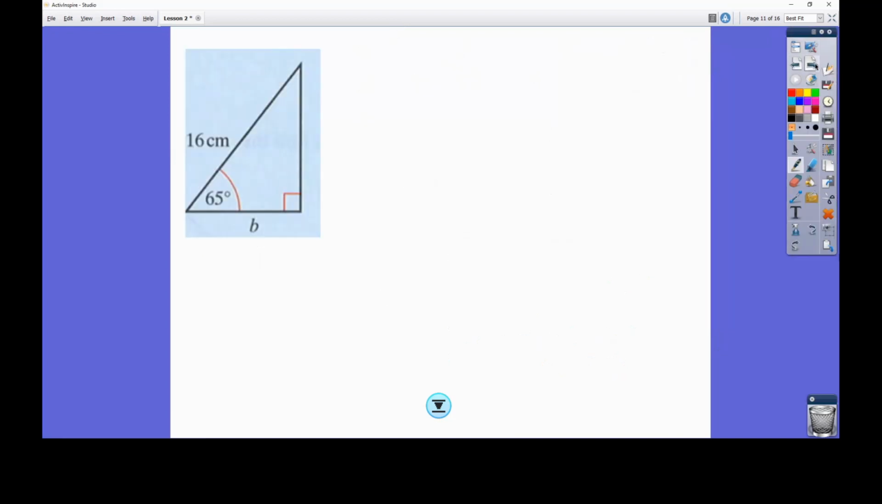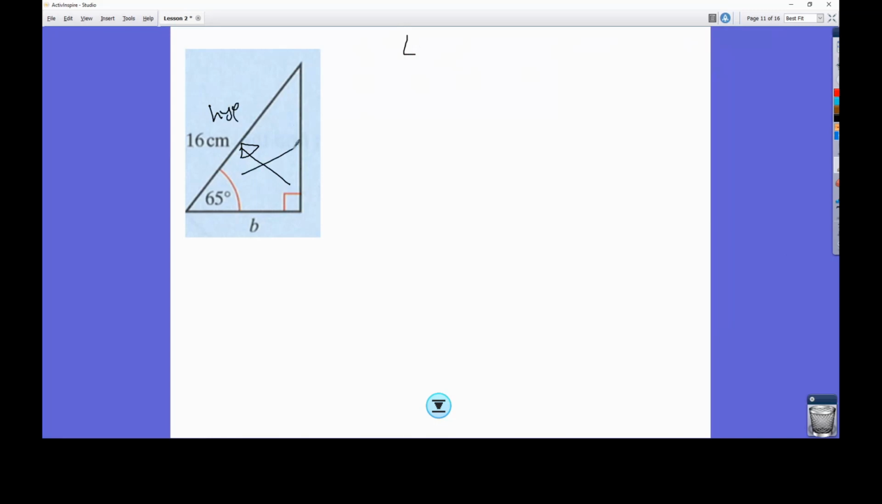So one more, and then you can have a go at some questions on your own. So label: hypotenuse 16, opposite is the height of the triangle, which is not given, and then the adjacent is the base of the triangle, B. So this time I don't want you to find a question mark, I want you to find B. So you've labeled our triangle. Consider the equations. Write those down first. So we have SOH, CAH, TOA.